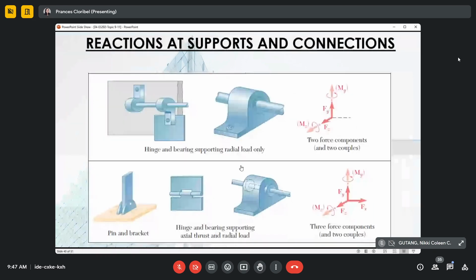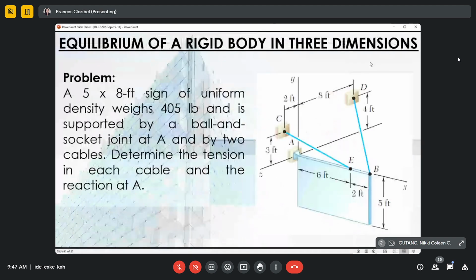To apply these theorems that we have discussed, let's try to solve some example problem. Now, we have here a 5 by 8 feet sign of uniform density weighs 405 pounds and is supported by a ball and socket joint at A and by two cables EC and BD. Determine the tension in each cable and the reaction at A.